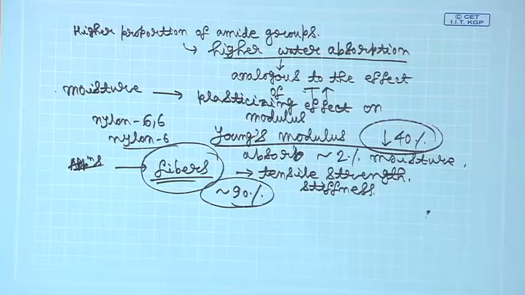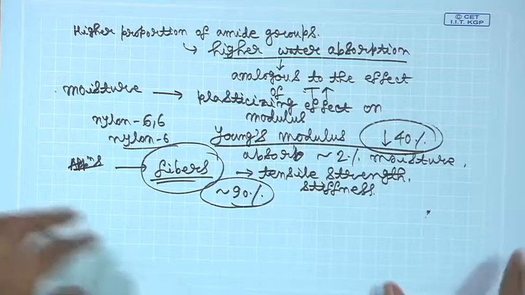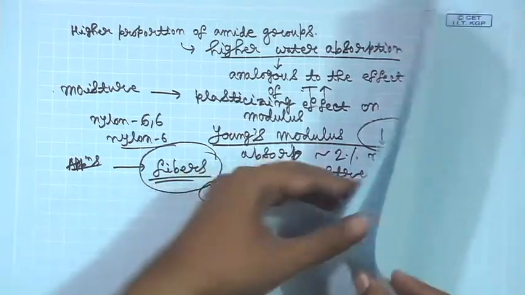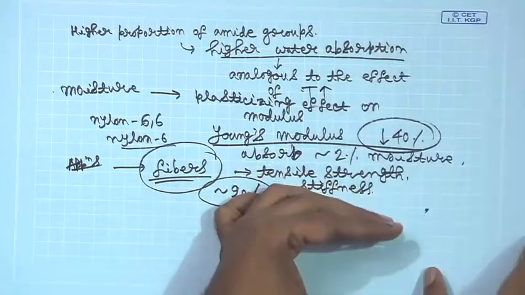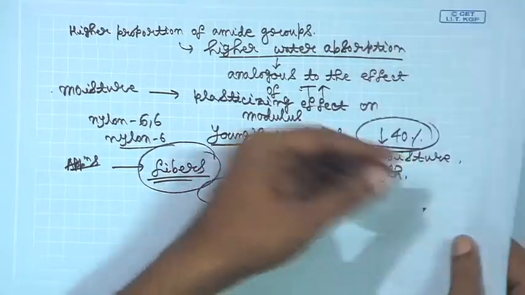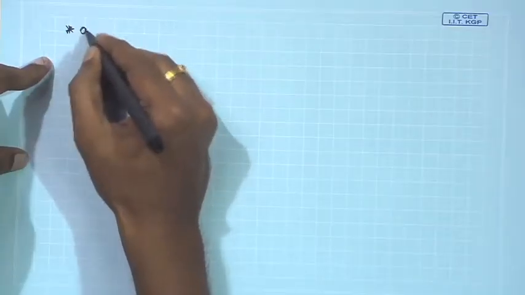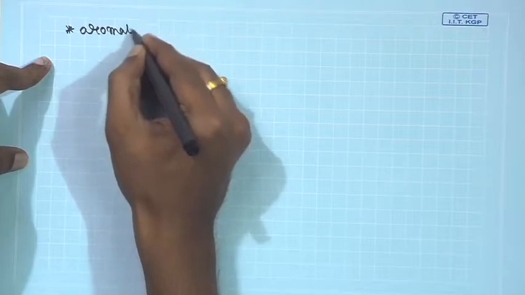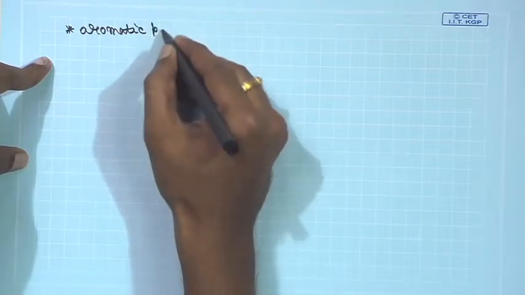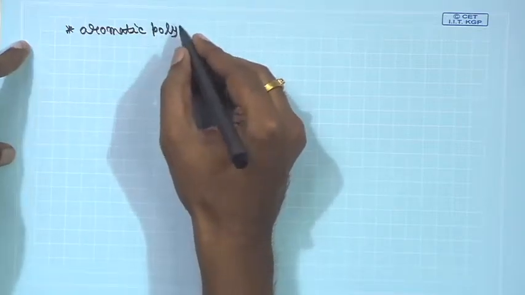Now, what we will talk about now is something else, but still the topic remains polyamides. Until now we have been talking about mainly aliphatic polyamides, which have the trade name nylon. Now, we will shift our attention to aromatic polyamides.